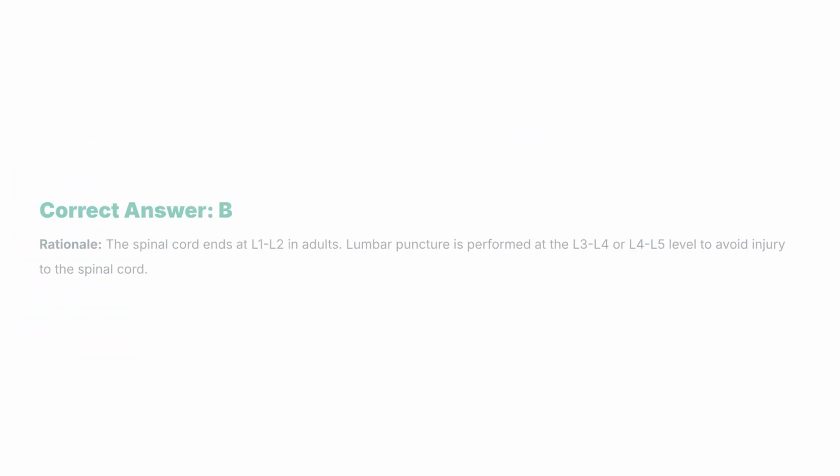Let's begin with a question. At which vertebral level is a lumbar puncture typically performed in adults? The correct answer is B, L3, L4, or L4, L5. This is done to avoid injury to the spinal cord, which typically ends at the L1, L2 level in adults.